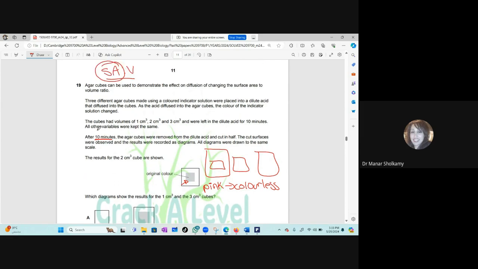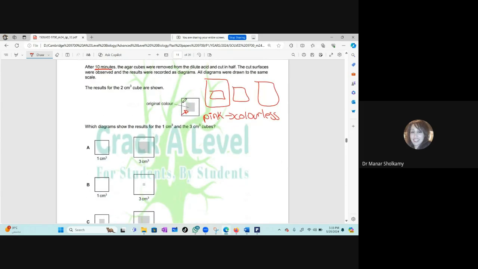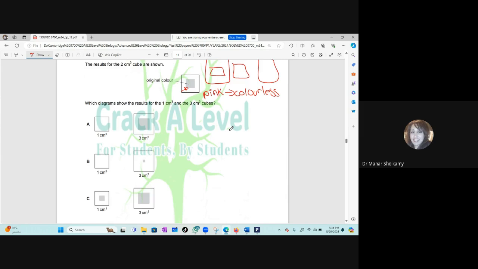Fine. After 10 minutes, some of the acid diffused, and it made some of the agar colorless, but not the whole cube. So it needed more time for all the color to disappear, but we only kept it for 10 minutes. Now, which diagram shows the results for the 1 centimeter cube and the 3 centimeter cube?